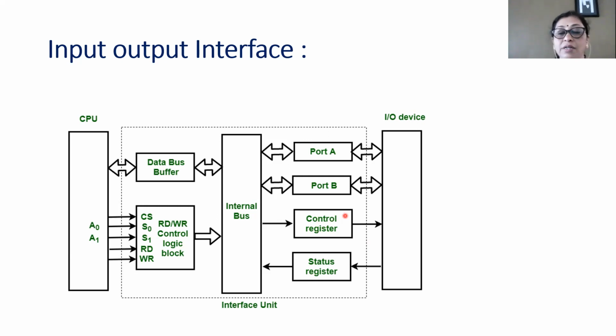And the status register shows the current status of the input output device to the central processing unit. When the central processing unit wants to communicate with an input output device, first it looks at the status of that device, whether it is busy or whether it is available. So this status is indicated with the help of the status register. Okay, now let us discuss this one by one.